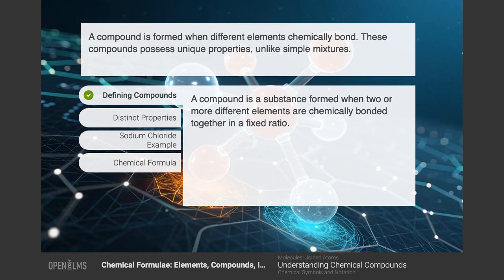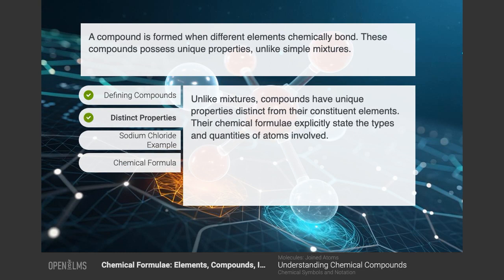A compound is a substance formed when 2 or more different elements are chemically bonded together in a fixed ratio. Unlike mixtures, compounds have unique properties distinct from their constituent elements. Their chemical formula explicitly states the types and quantities of atoms involved.